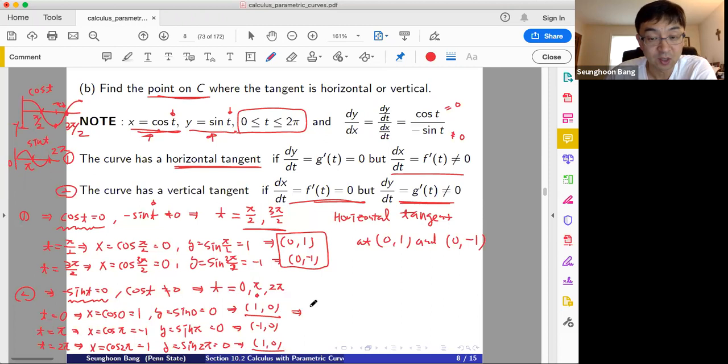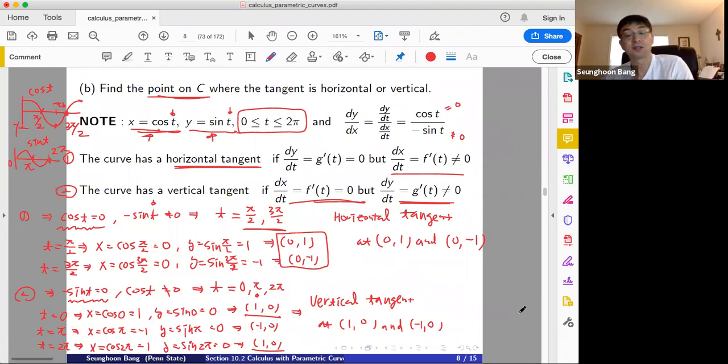So the answer is we have a vertical tangent line at 1, 0 and negative 1, 0. So 1, 0 and negative 1, 0, we have 2 points. Does this make sense?